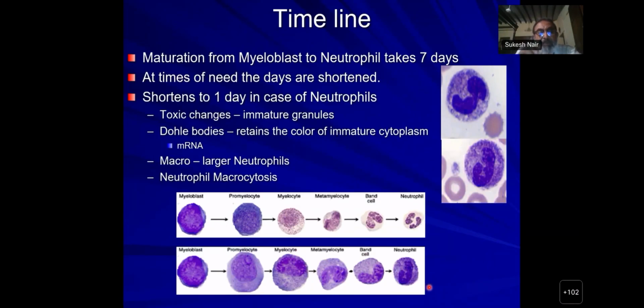The blue part of the cytoplasm does not completely disappear, and they remain back in the cell as Döhle bodies, and the size of the cell does not become half. So toxic changes, Döhle bodies, and large neutrophils indicate neutrophils that have been produced in less than 1 day, which only happens in bacterial sepsis. So you can see these blue granules like Döhle bodies here.